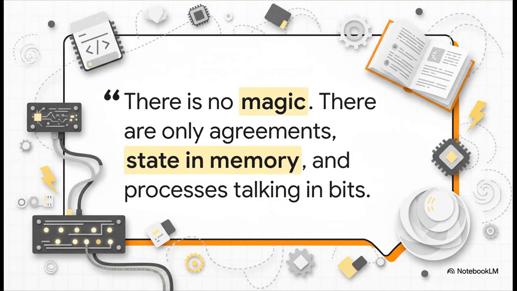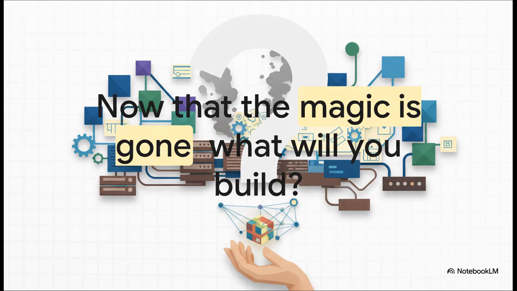So, what's the big takeaway from all of this? It's that there is no black box. There's no magic. What feels like magic is just a series of clever, layered agreements, a little bit of state held in computer memory, and processes turning it all into bits that fly across the world as light and electricity. And that's really the point, isn't it? Once you see the layers and you understand the agreements, you're no longer just a user of the network. You have the power to actually architect it. The magic is gone and it's been replaced by understanding. So the real question is, now that the magic's gone, what are you going to build?